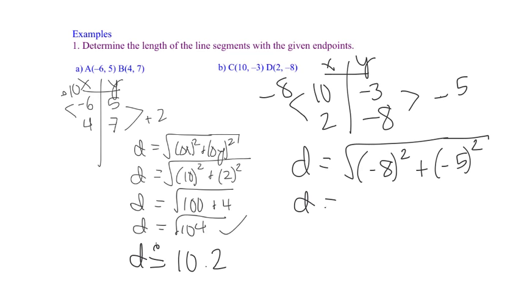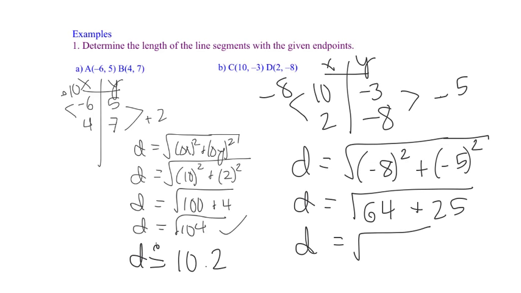And then d equals the square root. -8 squared is positive 64. -5 squared is positive 25. And again, d is the square root of 89. So again, if you want, you can just stop there, square root 89, and just leave it alone. Or you can pull out your calculator, and you can approximate the answer. D is approximately equal to 9.4. Usually we just go to one decimal place. That's fine for our purposes. We don't have to go crazy. All right, so that's it.